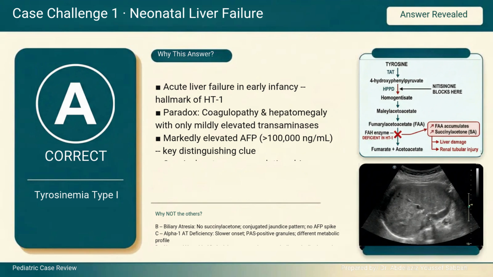Biliary atresia shows conjugated jaundice without alpha-fetoprotein spike. Galactosemia has a slower onset with a different metabolic profile. Neonatal hepatitis typically shows markedly elevated transaminases.